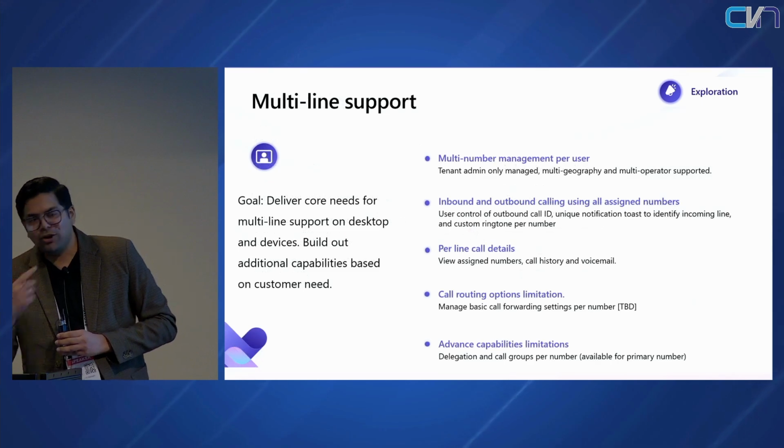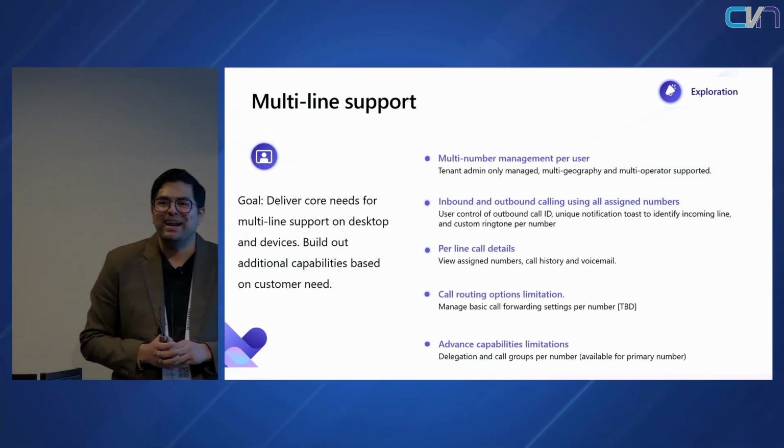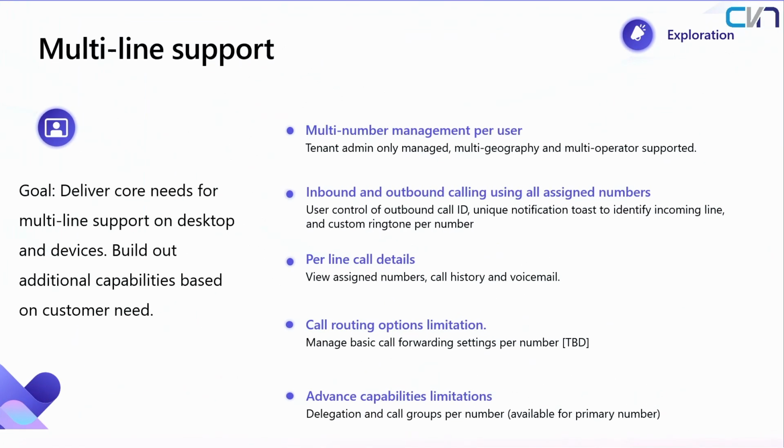Next up, I've called it exploration because right now there's nothing concrete. You'll not see anything on the roadmap, so don't ask me when this will happen. When we say multi-line, in Microsoft terms, it's simply multi-number assignment to a single user. Today you can only assign one phone number to a Teams user. The first incarnation was private line, where you are able to assign a second phone number. But as I said, it has its own limitations, saying the second phone number will be inbound only.